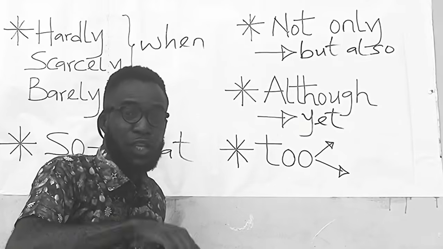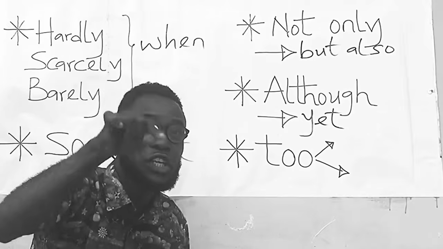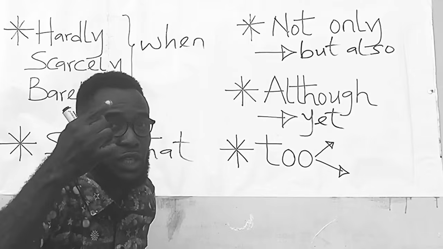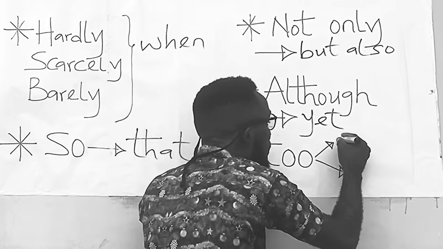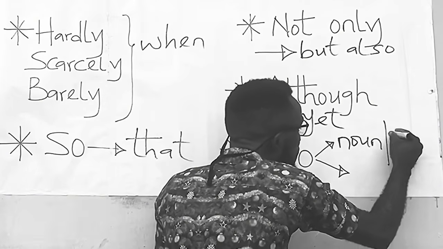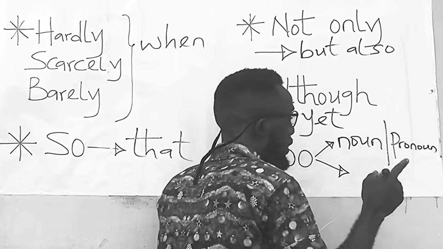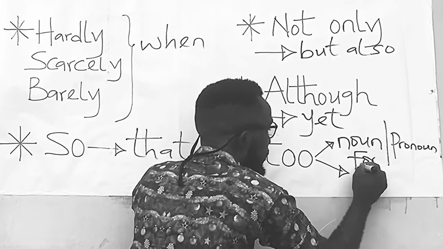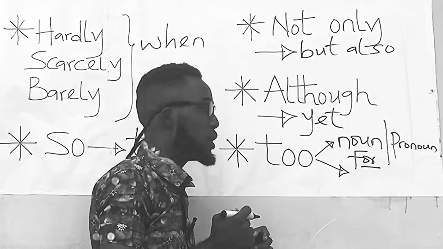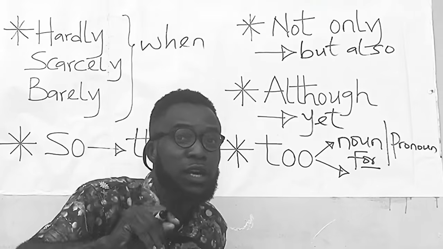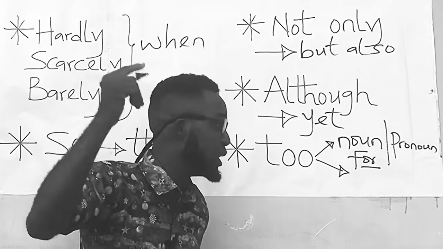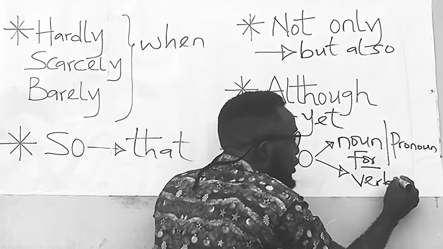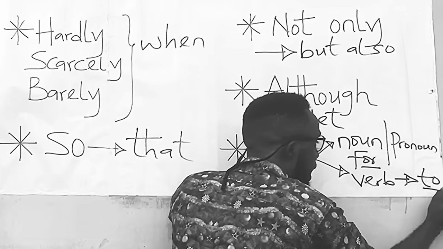Depending on what comes immediately after the gap they want you to fill in the question: if it is a noun or a pronoun, then the word "too" collocates with the word "for", so that you have "too... for". But if what comes immediately after the gap is a verb, then the word "too" collocates with the word "to", spelled T-O.